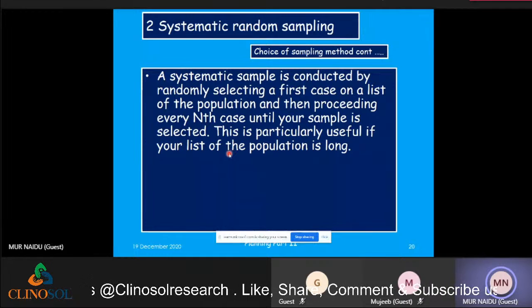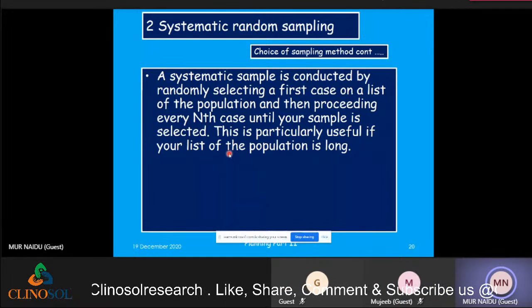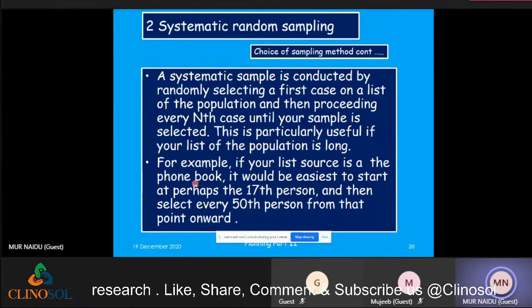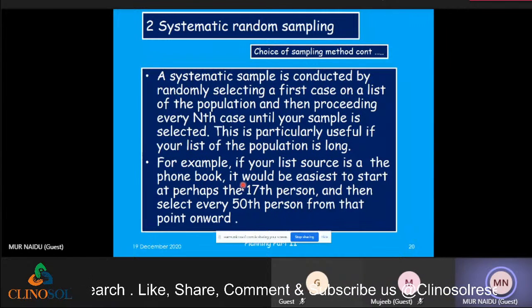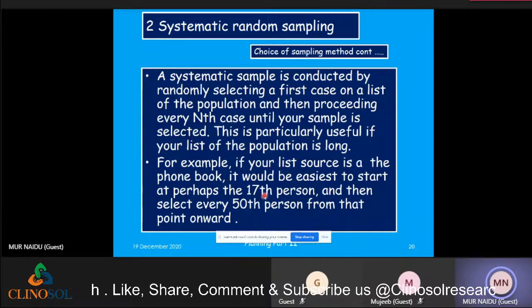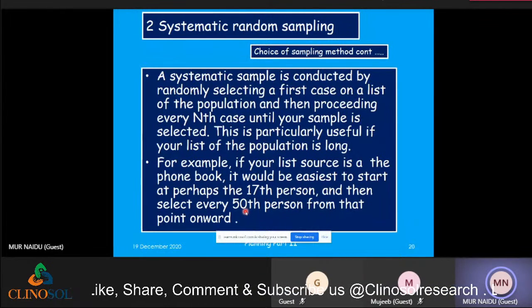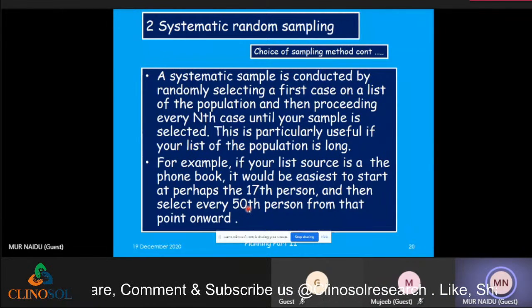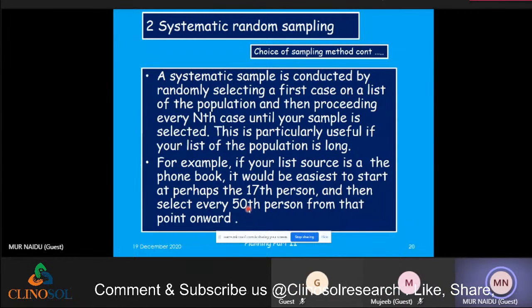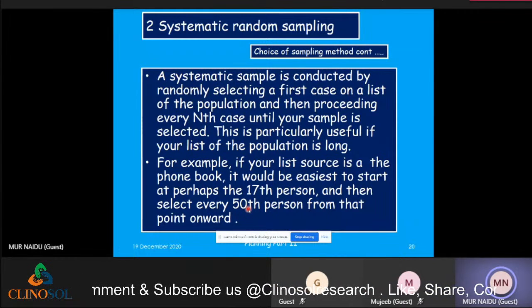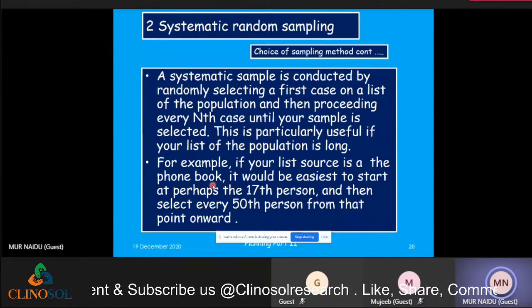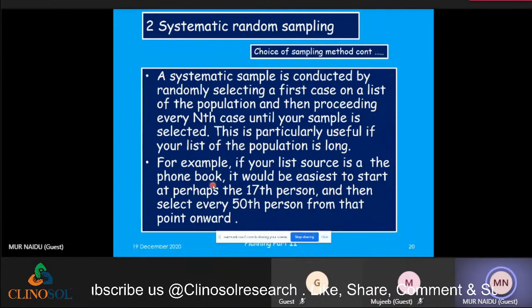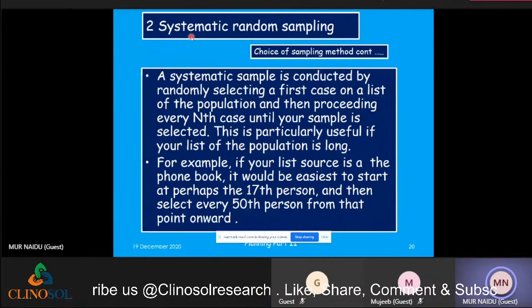One very good example people use is the phone book, from where you get a phone number. You open the phone book and see the 17th person. After 17, you go to the 50th one and give the number. This is drug A, this is drug B. Again you add 17 and go to that one. Like that, you can use the phone book to divide your patients: this patient will go to group A, this patient will go to group B. This is systematic randomization.